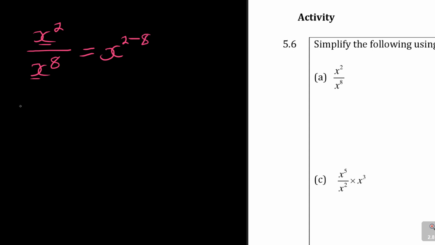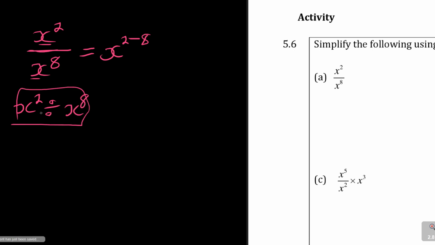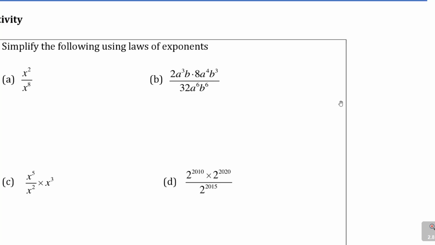This is same as saying x to the power of 2, that division line is divided by x to the power of 8. See that? This is the same thing, which is equal to, use a calculator here, 2 minus 8 is what? The bigger number is negative, is x to the power negative 6. Are you with me? So that is that. What about this one here?